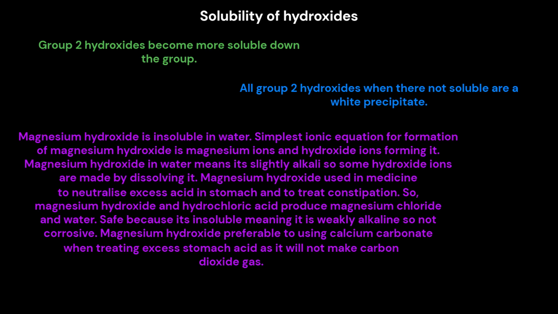Magnesium hydroxide is used in medicine to neutralise excess acid in the stomach and to treat constipation. So, magnesium hydroxide and hydrochloric acid produce magnesium chloride and water. It's safe because it's insoluble, meaning it is weakly alkaline, so not corrosive. Magnesium hydroxide is preferable to calcium carbonate when treating excess stomach acid, as it will not make carbon dioxide gas.